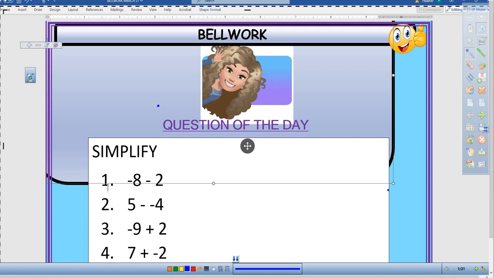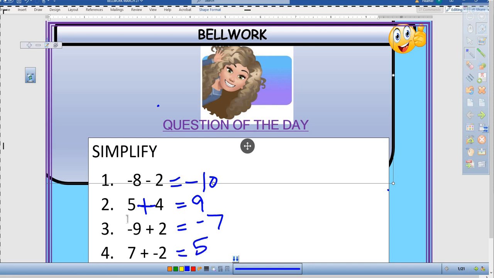So what we want to do is, number one, -8 minus 2 on the summer bell work. If we simplify this, this gives me -10, and we'll review this later. Number 2, 5 minus -4, there's no difference between negative and minus. It's going to become plus, and you should have gotten 9. Number 3, -9 plus 2 gives me -7. And number 4, 7 plus -2 equals 5.